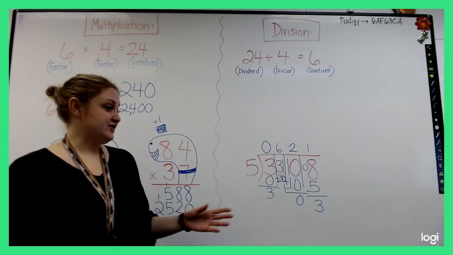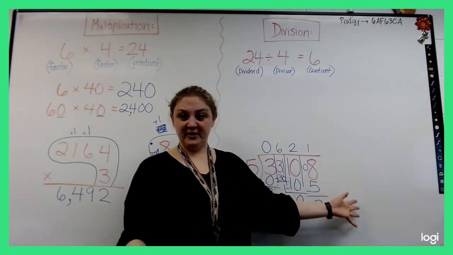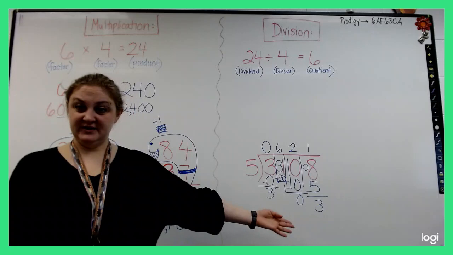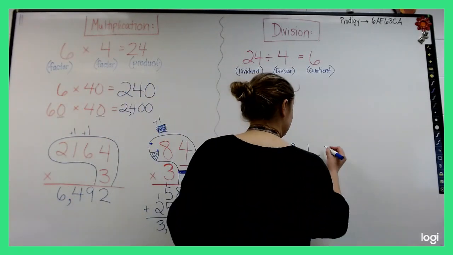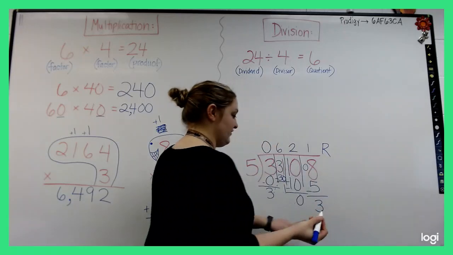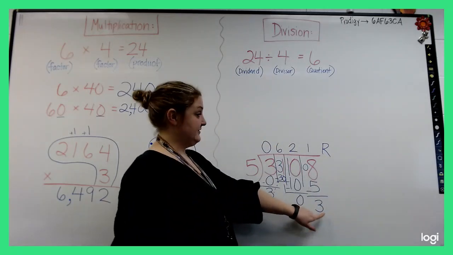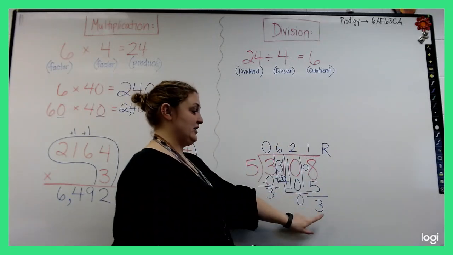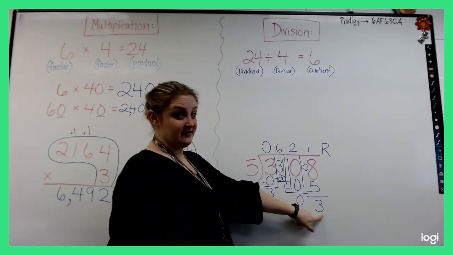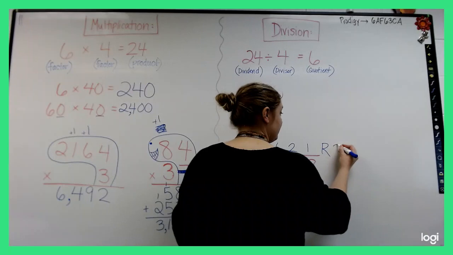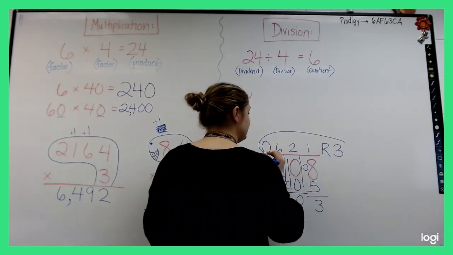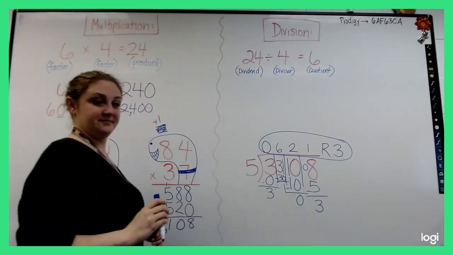All right, well there is nowhere for me to send this 3 on a field trip. So what does that mean this 3 is in our problem? It's our remainder. So make sure, some of you have been leaving it down here. So if you just wrote 621 and your leftover remainder was here, that's incorrect. You have to write R3. Okay, so this would be your answer.